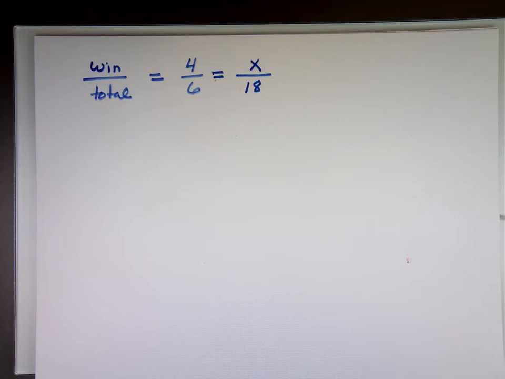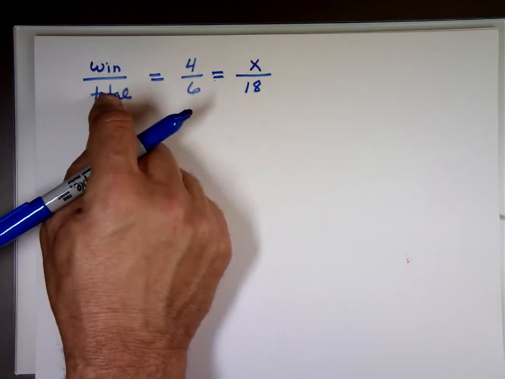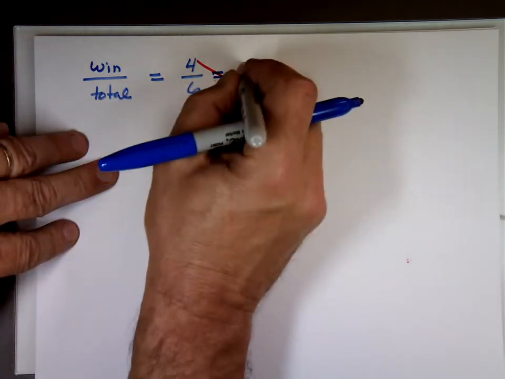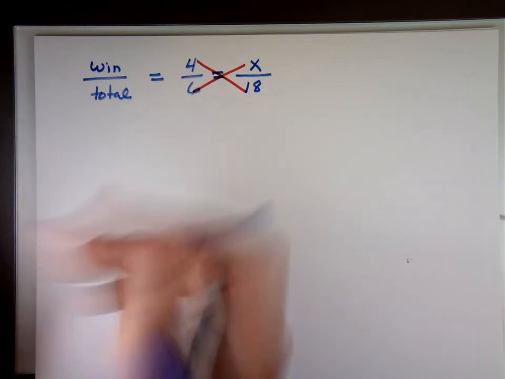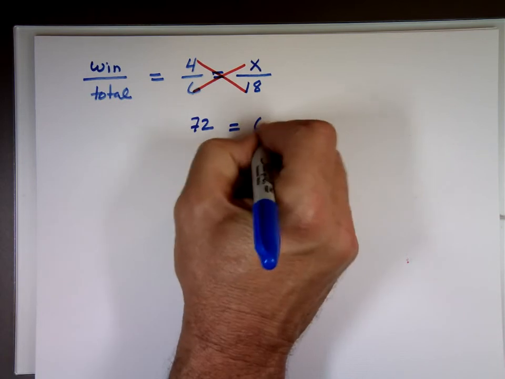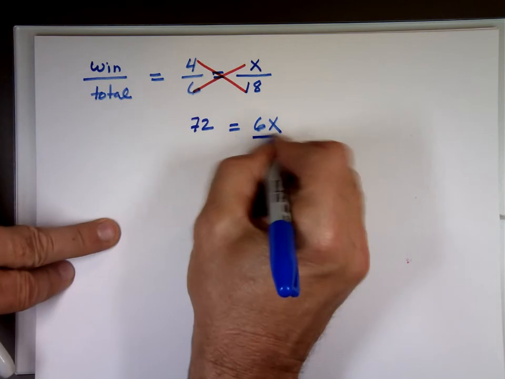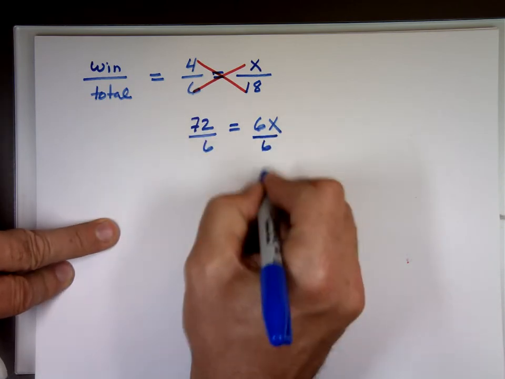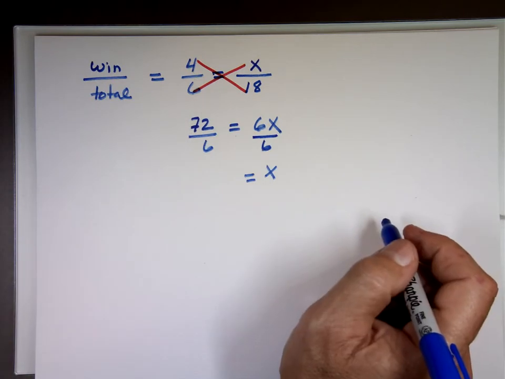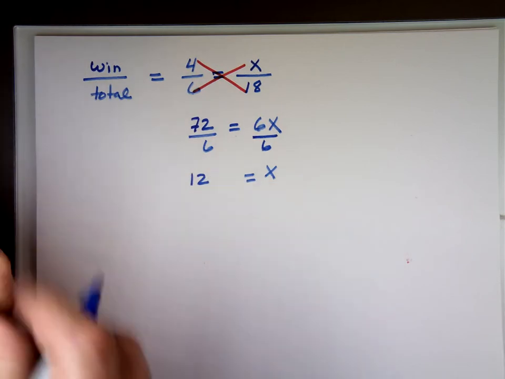How many total wins should we expect at this pace? This is the number of games they won to the total number. Cross multiply. 4 times 18. So to solve for x, we're going to divide by what? 6. 72 divided by 6, which is what? We expect to see 12 games out of 18. They're supposed to win 12.